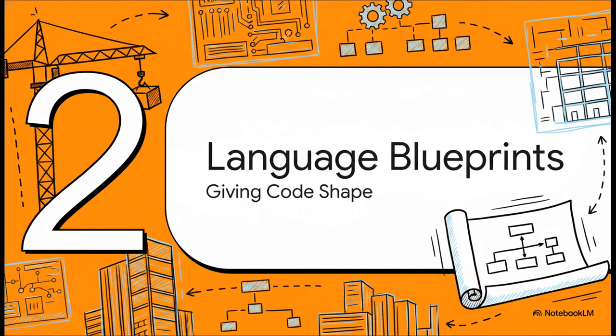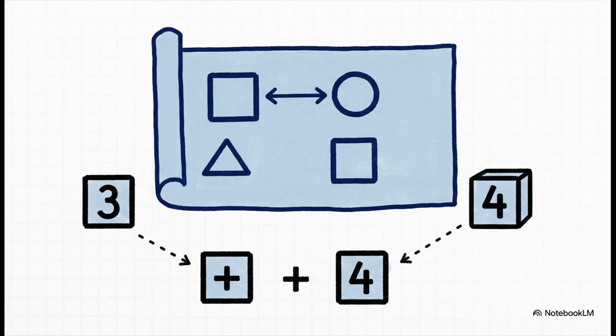So how do we give that raw material some shape? Well, just like in construction, you can't just start building. You need a plan. You need a blueprint. And in the world of programming, that blueprint is called a grammar. It's basically the set of rules that tells the computer how all those individual characters are allowed to fit together. It's the architectural plan for the entire language.